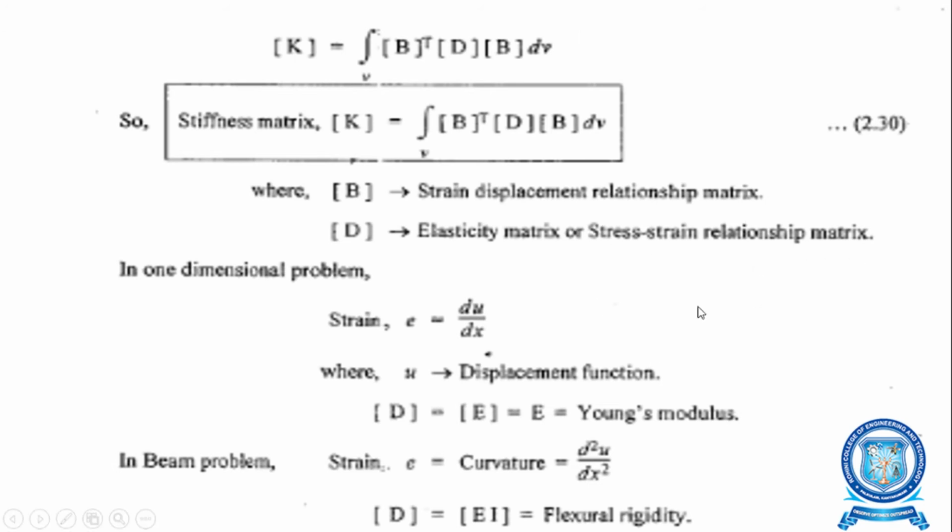In a one dimensional problem, strain, which is equal to epsilon, is equal to du by dx, where u is the displacement function, and D matrix is equal to Young's modulus. In beam problems, we use strain as curvature. Curvature is nothing but d squared u by dx squared. So D matrix is EI, which is called the flexural rigidity.